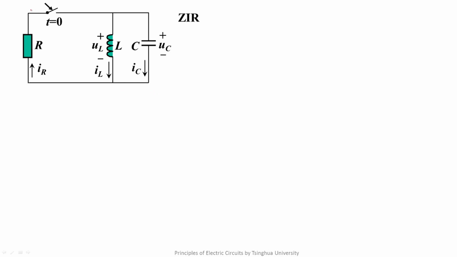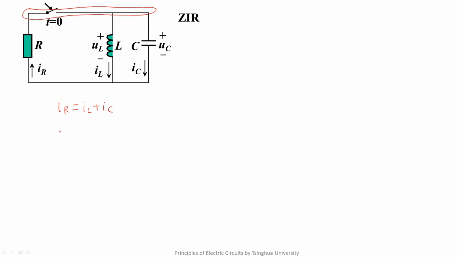Because it's parallel, we need to use KCL on the node. We know that IR equals IL plus IC. In addition to the topological constraints, we also need to apply the elementary constraints of the three components.